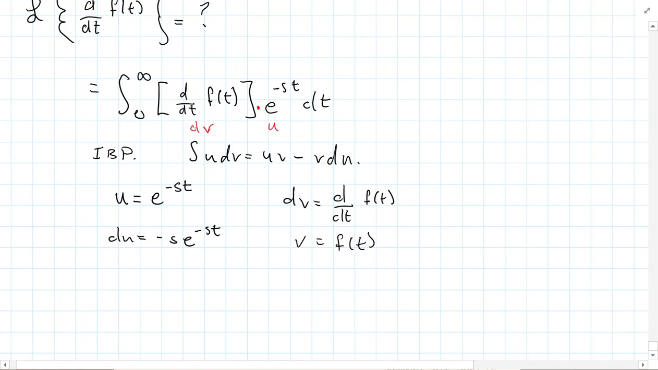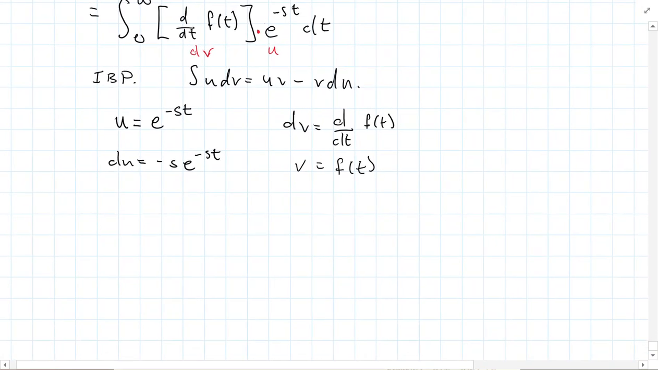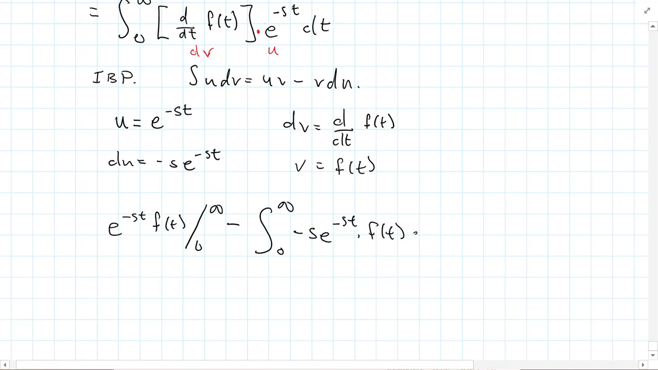All right, so what do we wind up with here? Well, we have u times v, so we have e to the minus st f at t from 0 to infinity, minus the integral from 0 to infinity of negative s e to the negative st times f at t dt.